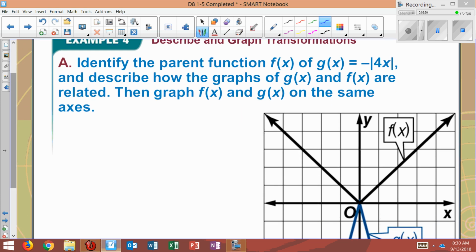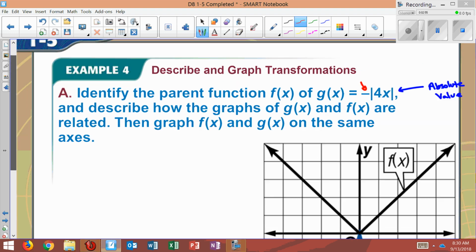Example A, identify the parent function of g of x equals negative absolute value of 4x. So absolute value is our parent function, and that's what it's going to look like, a V. And we have two transformations here. I have a negative on the outside. A negative is a reflection. And so on the outside, it's a vertical reflection.